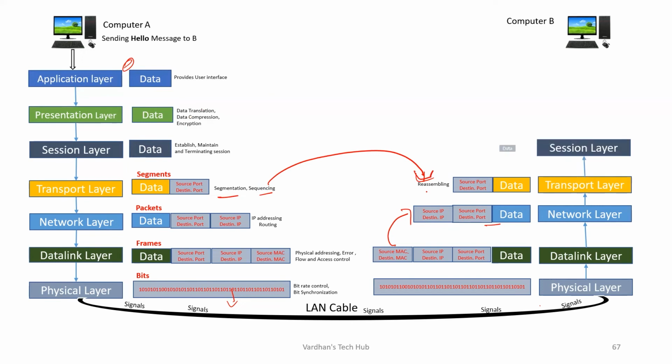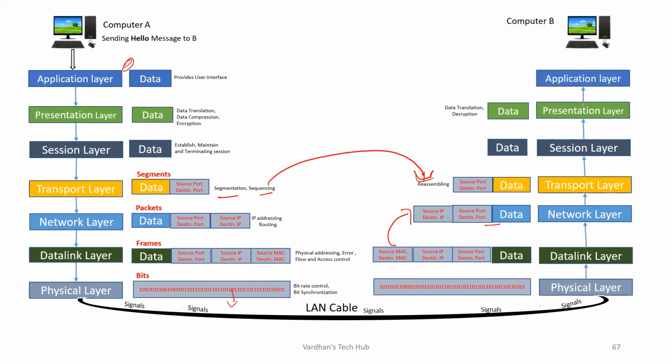The next layer is the session layer, which is just to maintain and terminate the session. Next is the presentation layer, where the data translation happens, from machine-understandable, like normal characters and numbers, to machine-understandable language. This machine-understandable language will again be converted to characters and numbers at the destination end. Then the last one is the application layer, the data. Here the hello message is received by B. This is what happens if you try to access anything from a browser or any user interface.